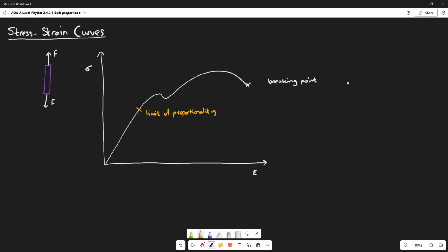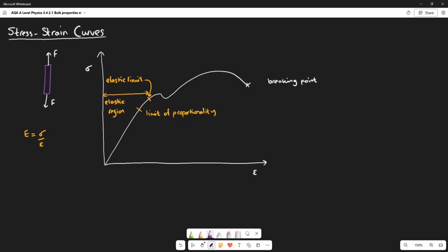It is the end of the section where stress is proportional to strain. If you want to calculate Young's modulus, then you would take the gradient of the line during that straight section. A little further on, we have the elastic limit, the end of elastic behaviour. This is the elastic region, marked by the elastic.